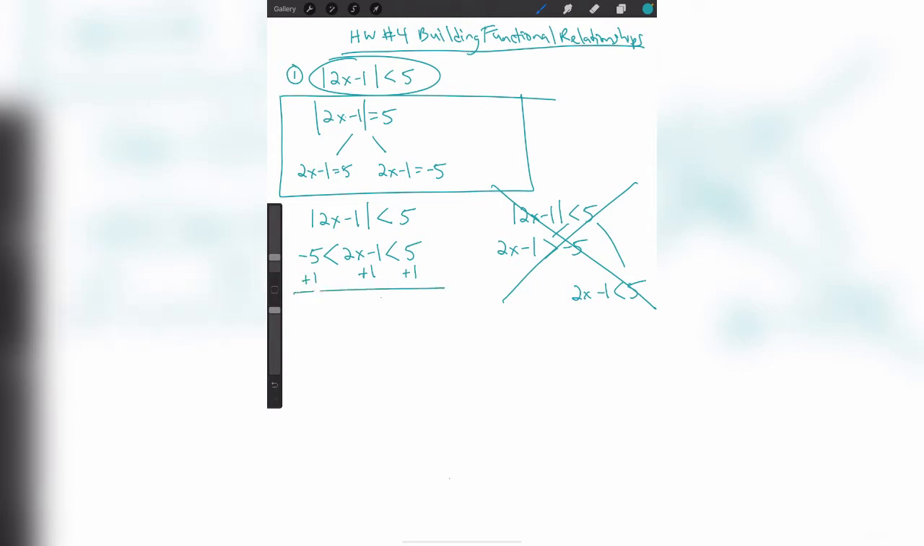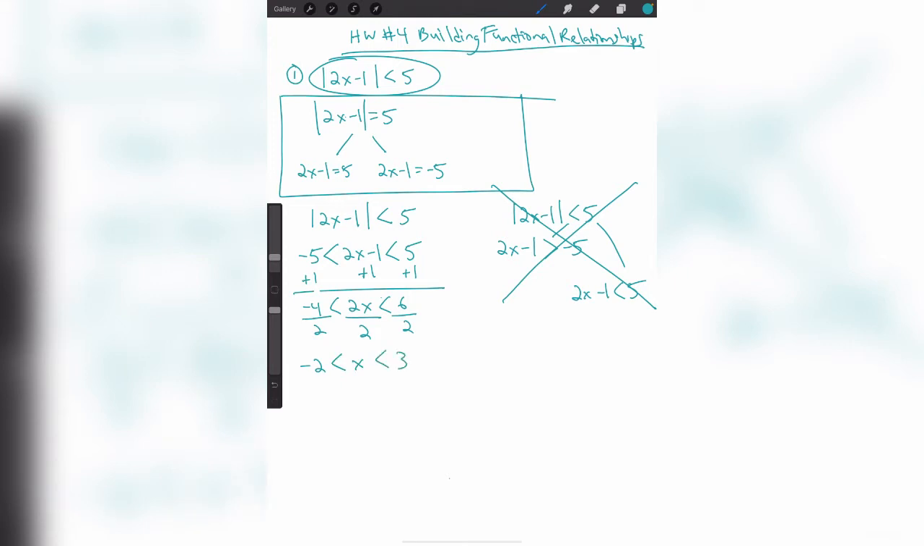And once you do that, negative 5 plus 1 is negative 4. This gives me 2x, and 5 plus 1 is 6. Now I want to get x by itself, so I divide everything by 2. And that gives me negative 2 is less than x, which is less than 3.